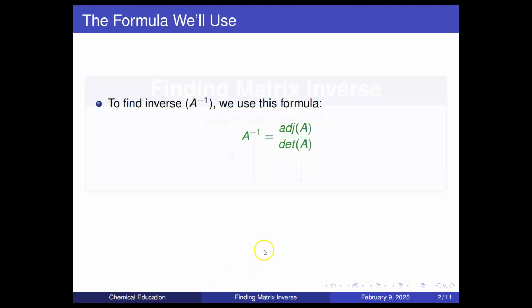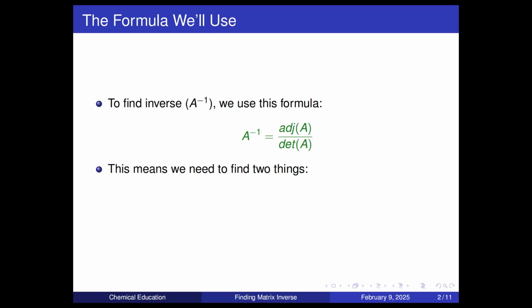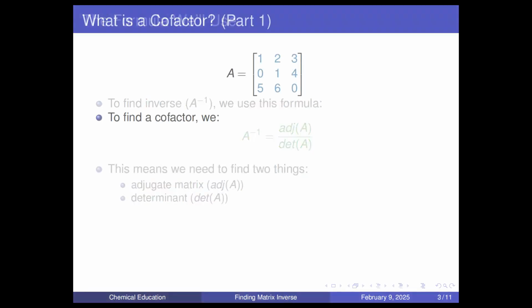So first, to find inverse A matrix, we use this formula. A inverse is equal to adj of A over det of A. So that means we need to find two things. One is adjoint matrix adj A, and determinant det of A. So if we have those two things, we can easily find out the inverse of a matrix.